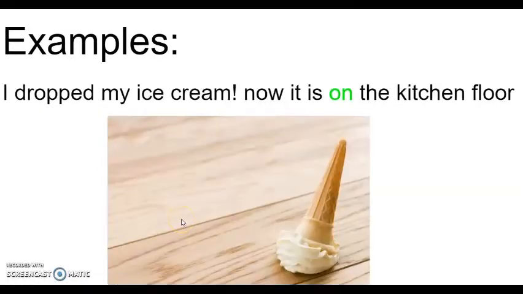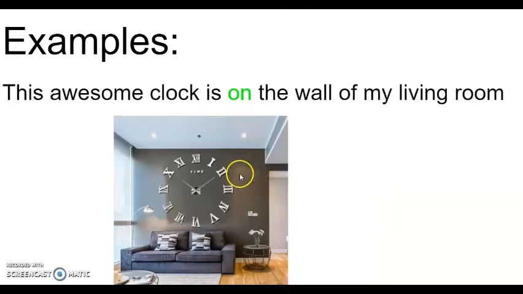The floor is also a flat or plane surface. So when something is on the floor, we say on. I dropped my ice cream, now it is on the kitchen floor, okay? For example, a wall is also a flat surface. So we say that the clock is on the wall because it's a flat or plane surface, okay? So in that case, we use the preposition on.